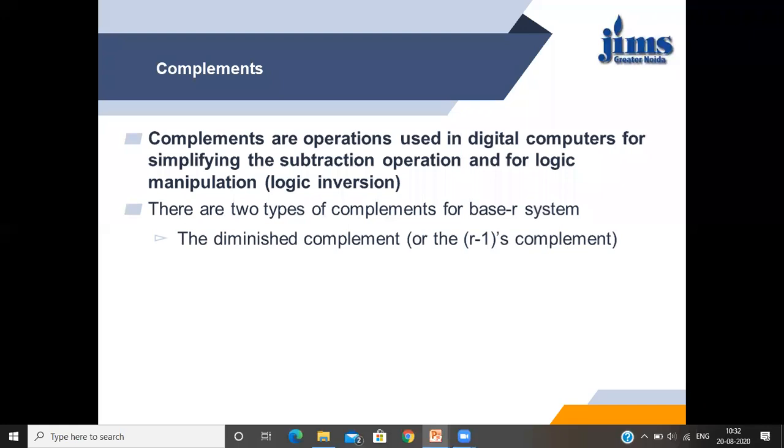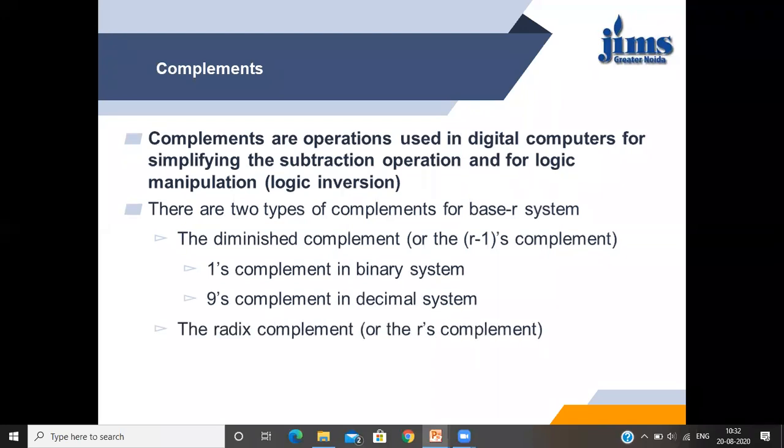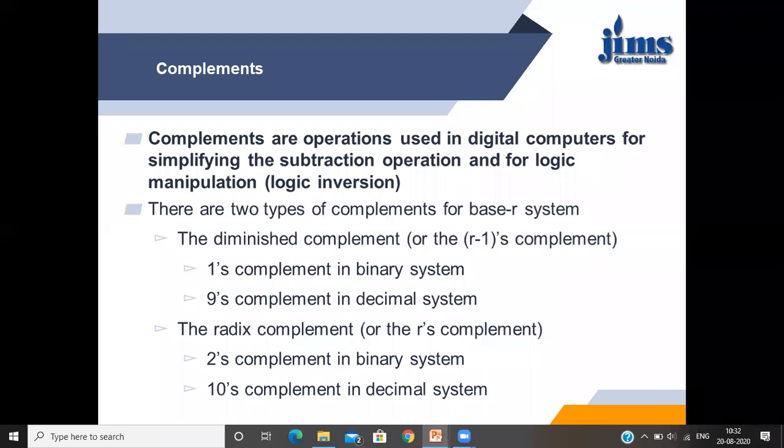For the case of a decimal number, if the base is 10, the diminished complement of a decimal number is 9's complement. For the case of an octal number, when the base is 8, the diminished complement will be r minus 1, that is 7's complement. For the binary number, it will be 1's complement. For the decimal number, it will be 9's complement. Now the next type of complement is the radix complement, that is the r's complement. For the case of a binary number, it is 2's complement, and for the decimal number, it is 10's complement.